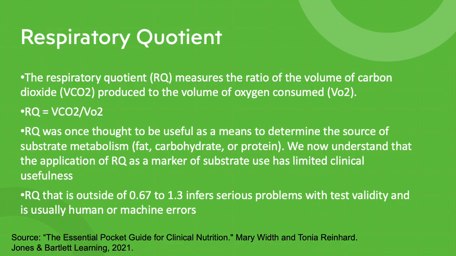The respiratory quotient, or RQ, measures the ratio of the volume of carbon dioxide produced, VCO2, to the volume of oxygen consumed, VO2. So the RQ equals VCO2 divided by VO2. RQ was once thought to be useful as a means to determine the source of substrate metabolism, so whether you're burning fat, carbohydrates, or protein. But we now understand that the application of RQ as a marker of substrate use has limited clinical usefulness. An RQ outside of 0.67 to 1.3 really just infers serious problems with the test validity, and it's usually the result of human or machine errors.